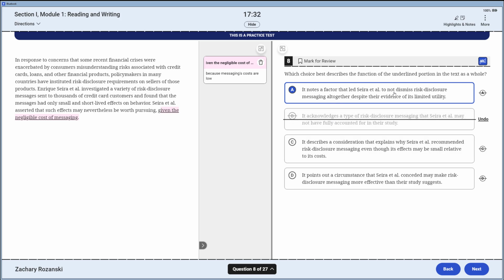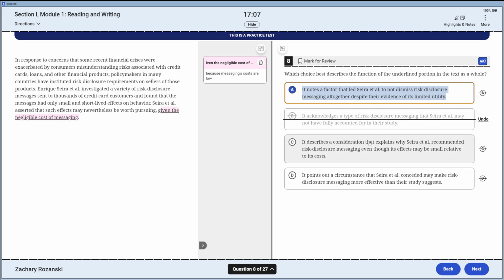It notes a factor that led them to not dismiss, despite their evidence of its limited utility. That such effects may be worth pursuing because it's a small cost. To not dismiss this thing. Don't dismiss it. I like this. It's got a low cost. I really like it. It describes a consideration that explains why they recommended risk even though its effects may be small relative to its cost.